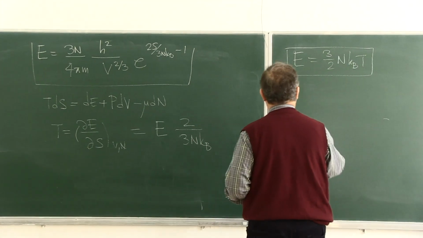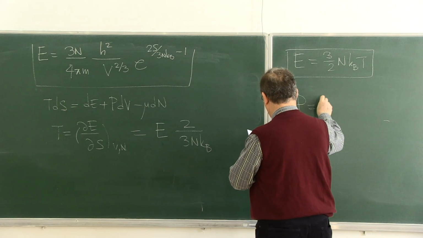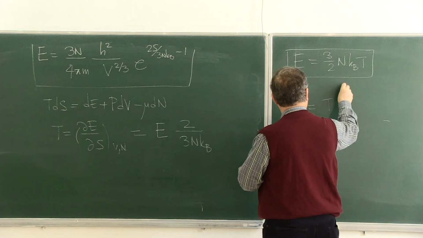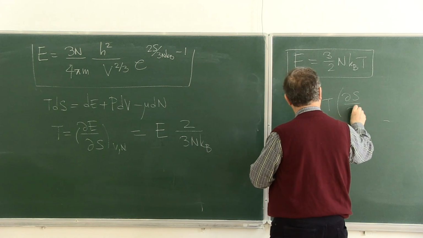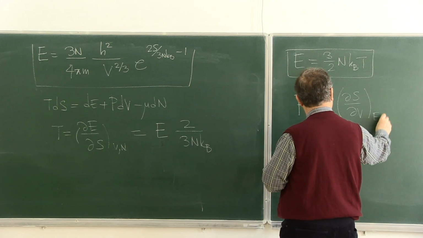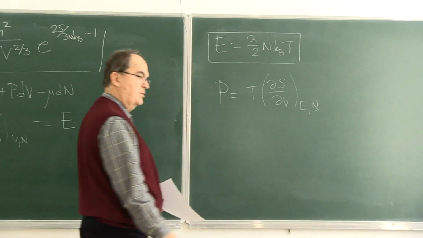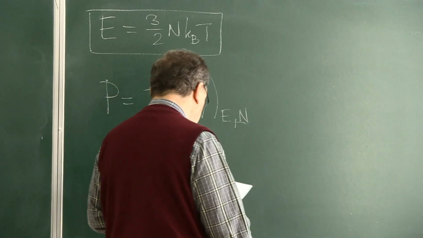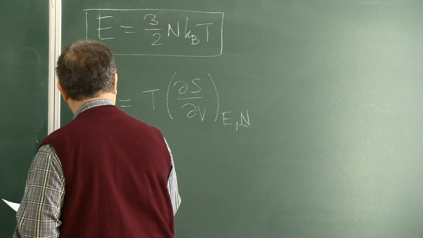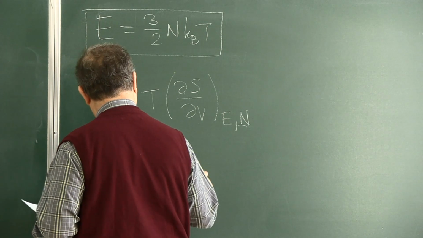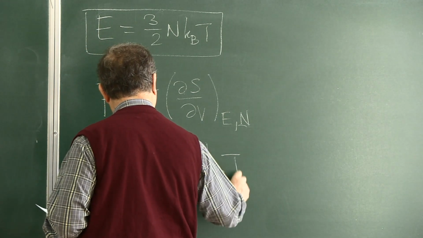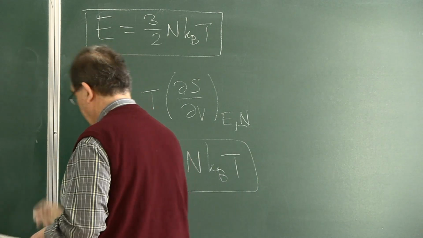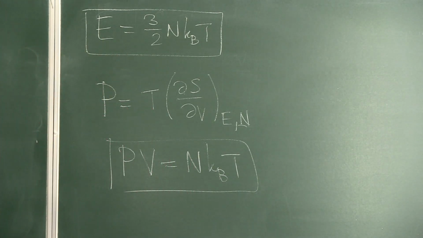And you can also calculate pressure, and you know how to calculate pressure. It is T dS/dV, keeping E and N constant, and you can do that. Take the derivative with respect to volume. That gives you nothing but PV equals NkBT. Everything you expect comes out to be correct. It should be.